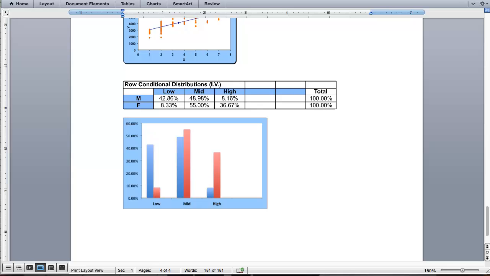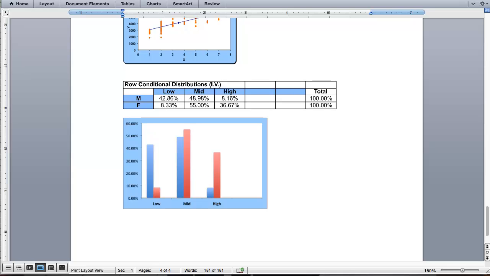Well, we're looking for differences. Here we could see in the low category, if you're a man, you're much more likely than if you're a woman to spend in the low category. We could see in the mid category, gender has very little effect. In other words, the percentage of men and the percentage of women spending in the mid category are both pretty close to 50%. However, in the high category, if you're a woman, you're more than 4 times as likely as if you were a man to spend in that high category.